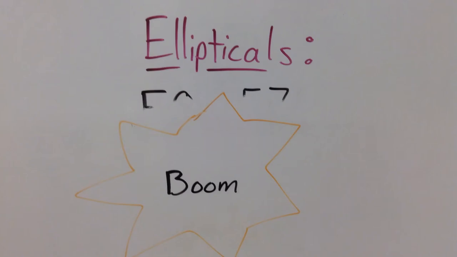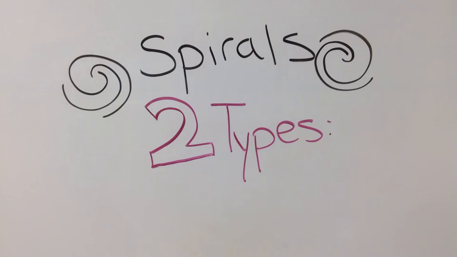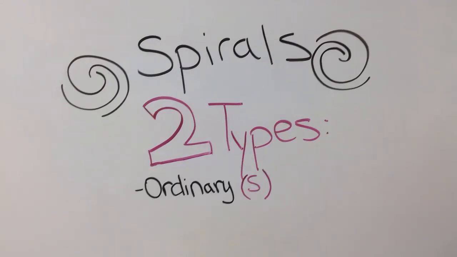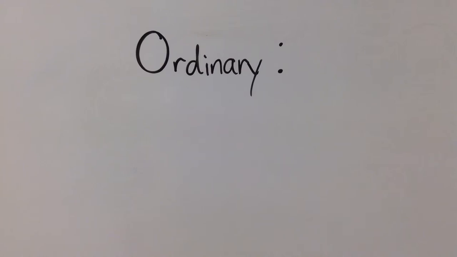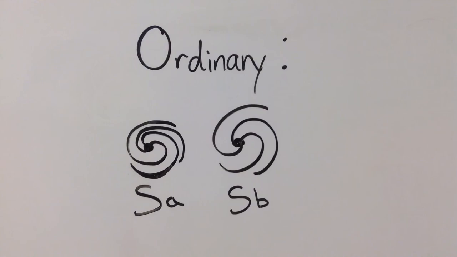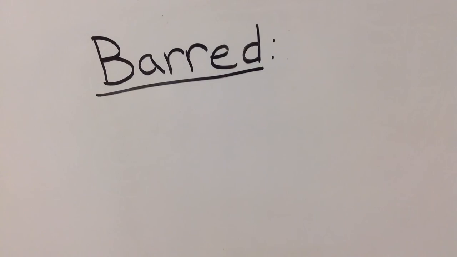The right of the diagram shows the two different types of spiral galaxies: ordinary, designated by S, and barred, designated by SB. The S and SB are then followed by a lowercase letter a, b, or c, depending on the tightness of the spiral.